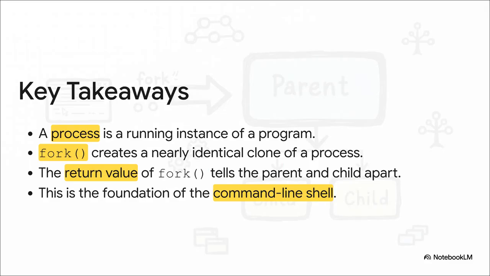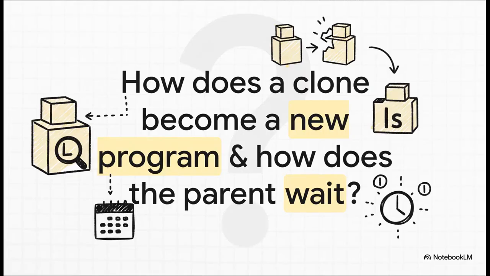So let's do a quick recap. A process is just a program in action. The fork call creates a nearly identical clone of that process. The secret sauce is the return value that lets the parent and child tell each other apart. And this whole mechanism is the fundamental magic behind the command line shell we use every day. So, we've solved our puzzle. We now know how a program can literally clone itself, but that just leaves us with an even cooler question, doesn't it? How does that clone, which starts as an exact copy, totally transform itself into a completely different program, like ls? And how does the parent know exactly when its child is done with its work? Well, that's a story for our next explainer.